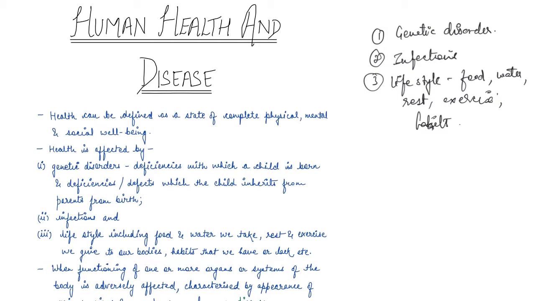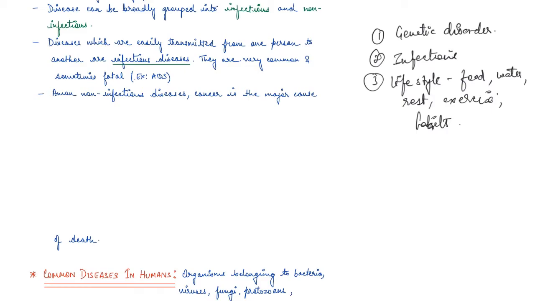Now, when we come to diseases, diseases can be broadly classified, or grouped, into infectious and non-infectious diseases. So we'll study about that as well in detail, right? And then we'll cover all the infectious and non-infectious diseases as per the NCERT syllabus, right? So say, when the functioning of one or more than one organ or system of the body is affected, we say that we are not healthy, right? And we say that we have a disease.